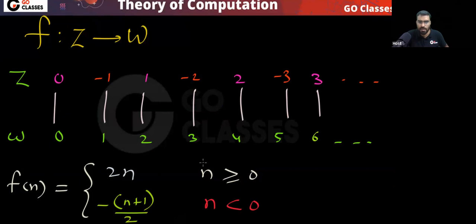See, here what we are doing: 1 is mapping to 2, and 0, -1, -2. So here what we are doing is minus of (n minus 1) by 2. Will it work?